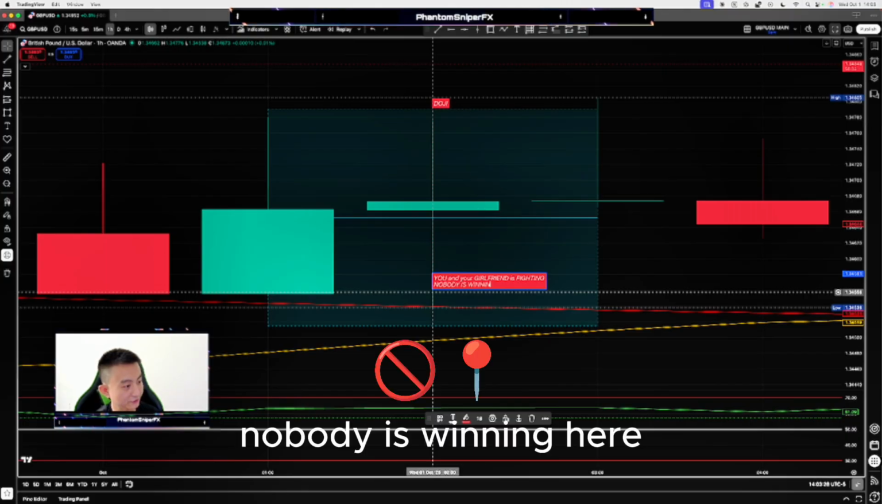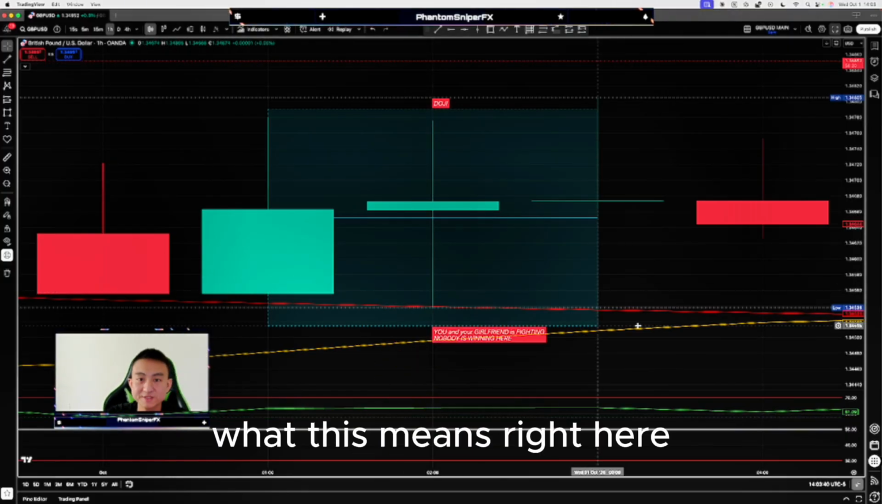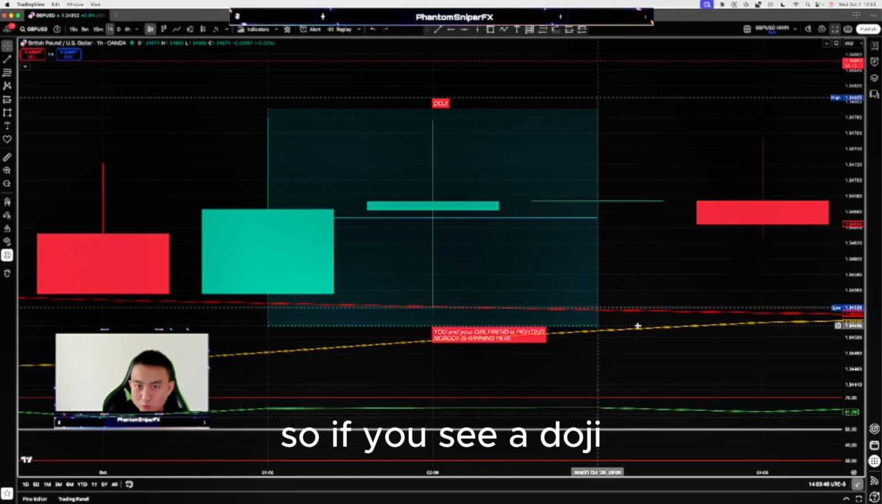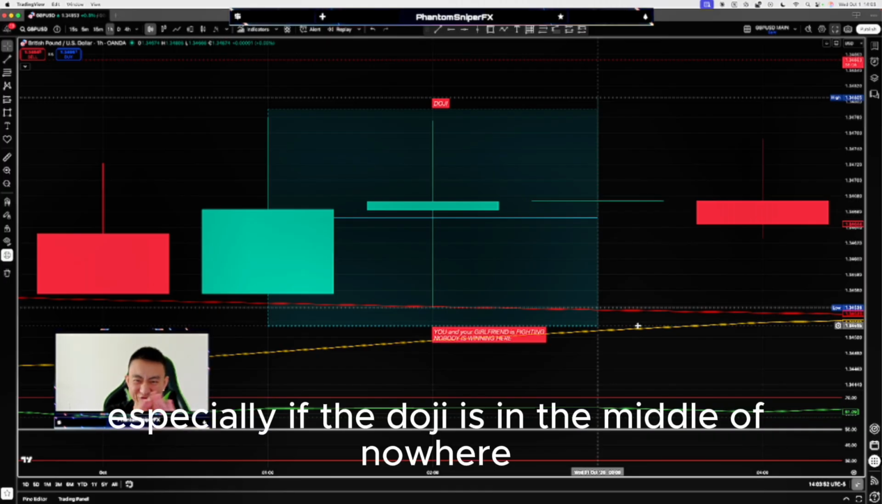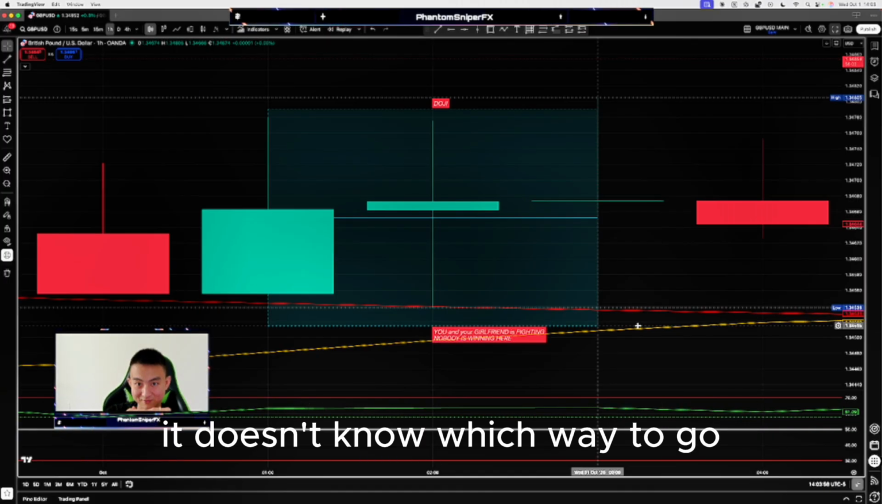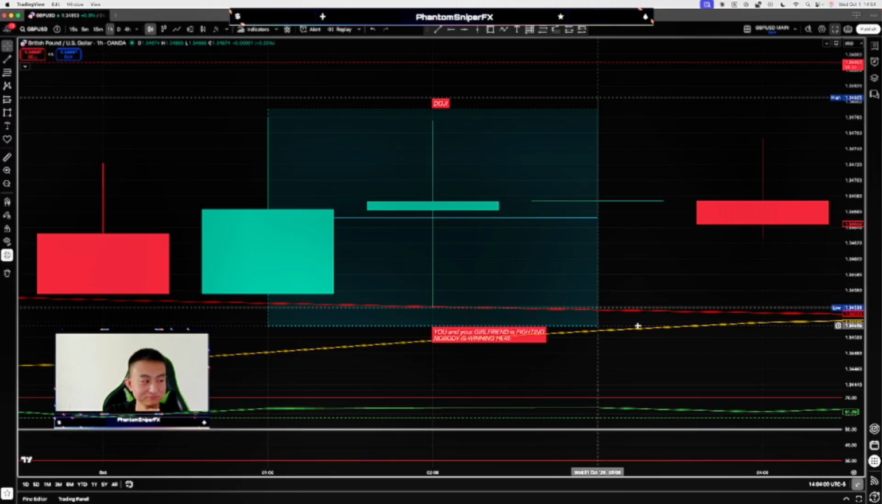Nobody is winning here. Tell me if I'm wrong. What this means right here is that there's no decision. If you see a doji in the middle of nowhere, it's indecision. It doesn't know which way to go.